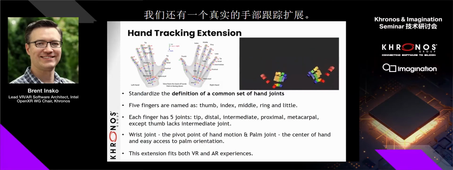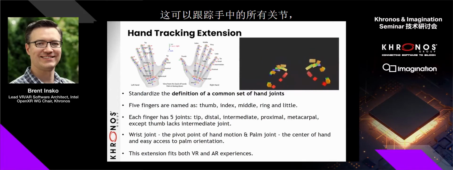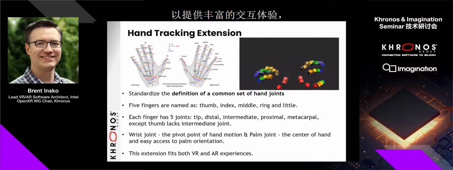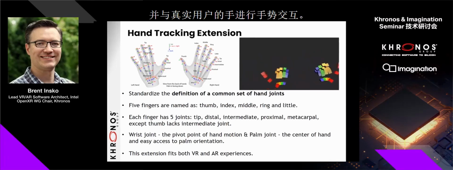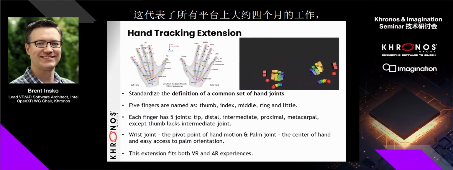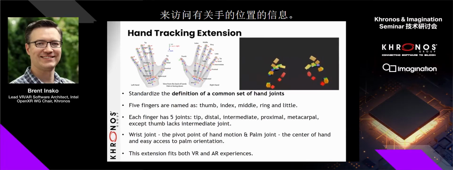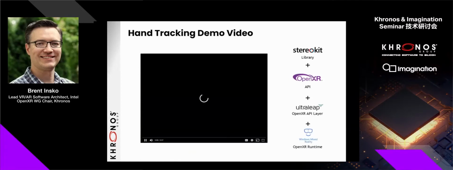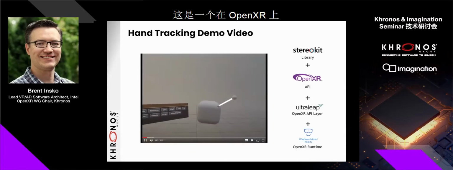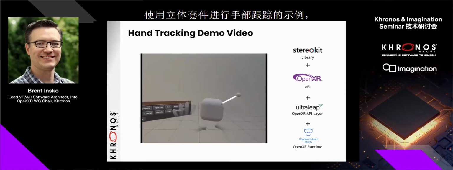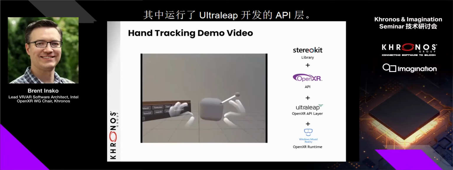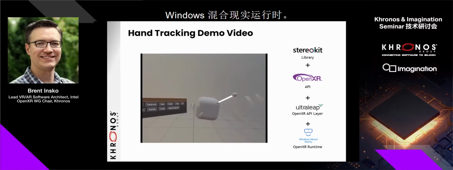We also have a real hand tracking extension. This enables tracking all of the joints in the hands to provide a rich interactive experience with gesturing with the real user's hands. This represents about 4 months of work across all of the platforms, which had their own ways of accessing information about the positions of the hands. Here is an example of hand tracking using StereoKit on top of OpenXR with an Ultraleap developed API layer running on the Windows Mixed Reality runtime.